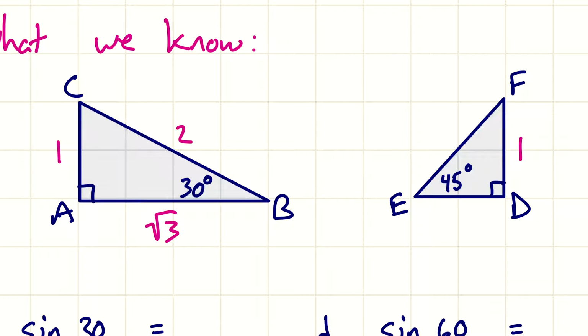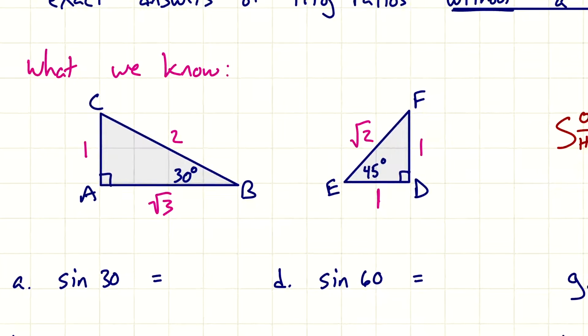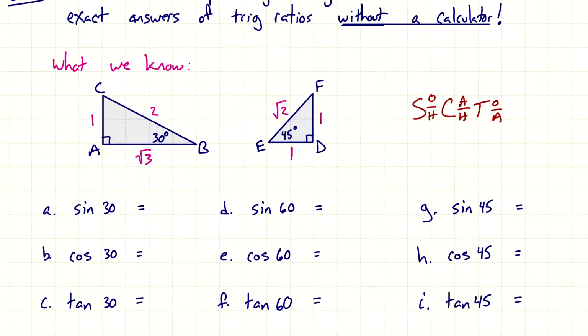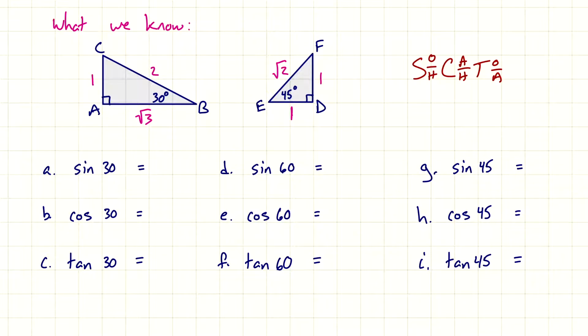Then for the 45, 45, 90, since FD is 1, that means ED must also be 1, since that's the general rule for 45, 45. That leaves our hypotenuse EF with square root of 2. Now that we know all the measurements, what we're going to do is answer all 9 of these.